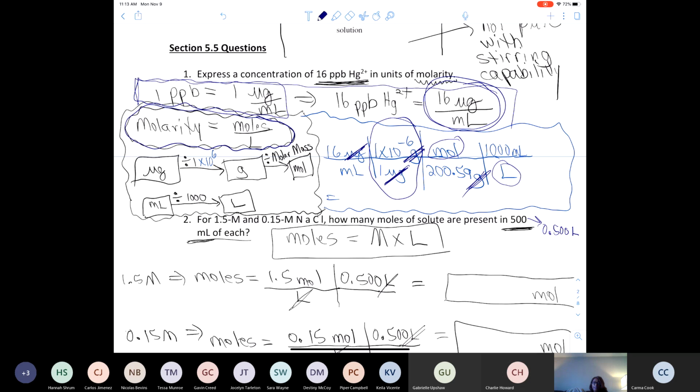And then now we need to just convert the milliliters to liters. And there are 1,000 milliliters per liter. So now we've got the units that we want, molarity. Molarity units are moles per liter. And we do the math.